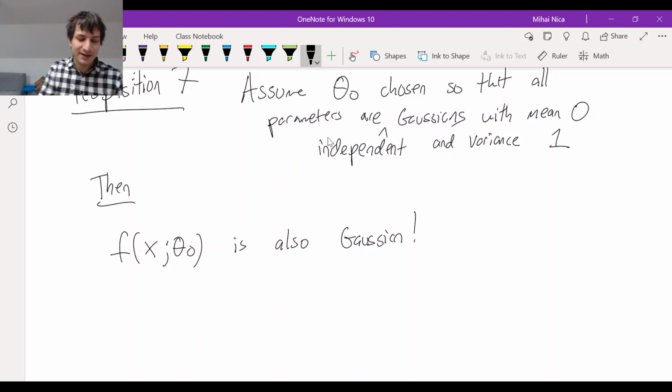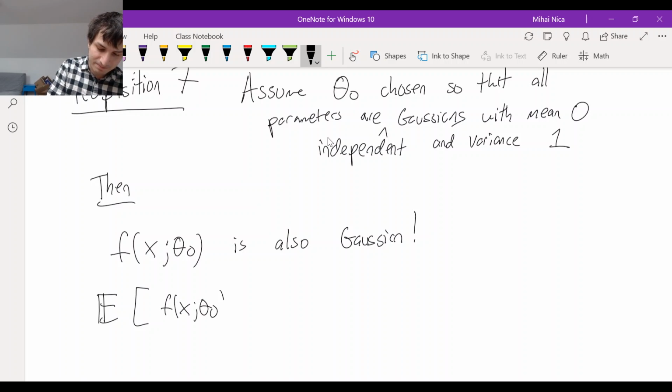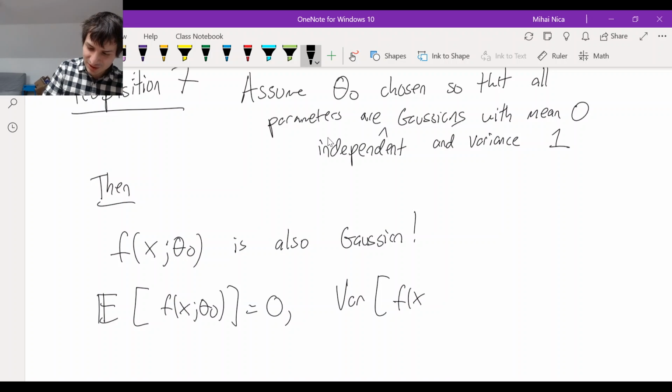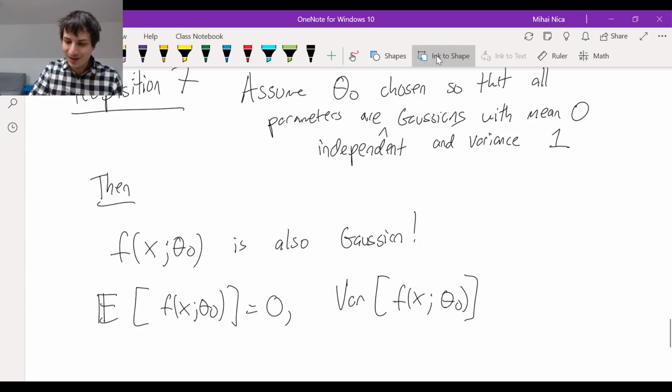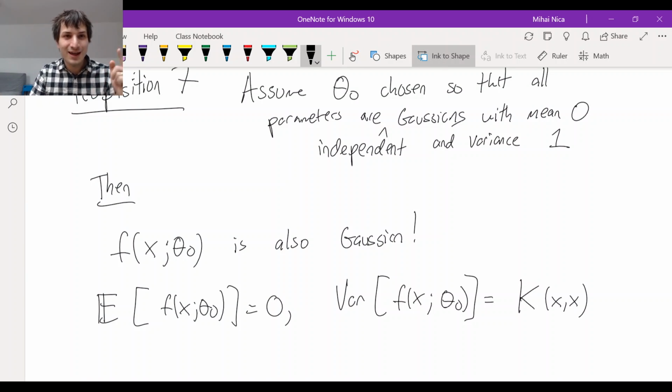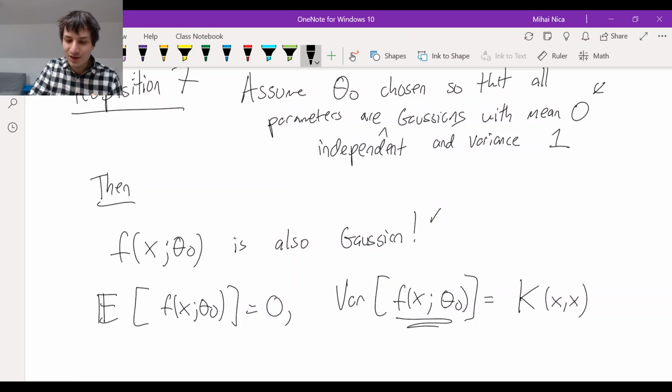Moreover, I can tell you its mean and variance. The expected value of f of x theta 0 is 0, and its variance, okay, this is where things get a little spooky. I told you that k appears in both of them, but the variance is k of xx. So that kernel k, k of xx, gives you the variance of f of x theta 0. That's a nice thing. If you start with Gaussian weights, then the function f is also Gaussian. That's what proposition 7 says.